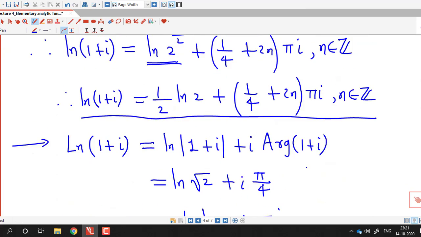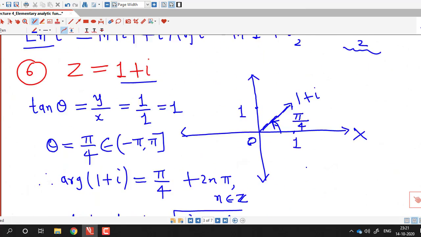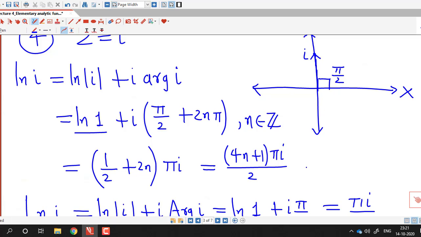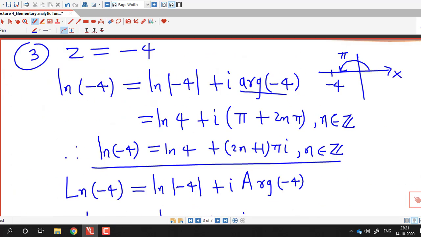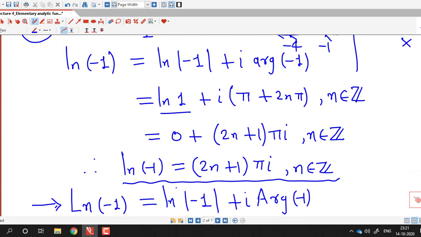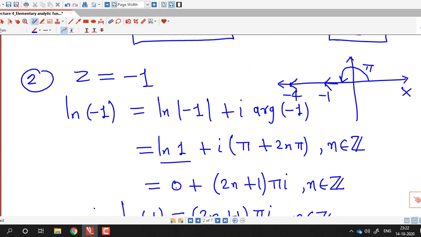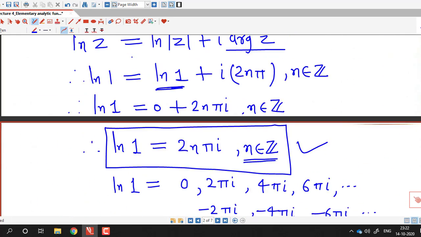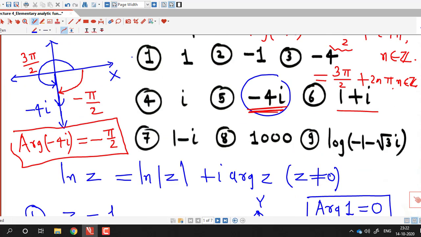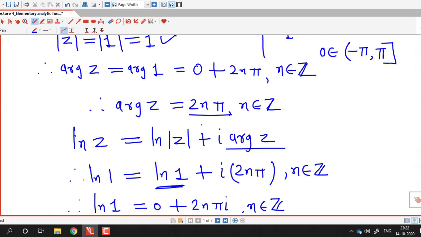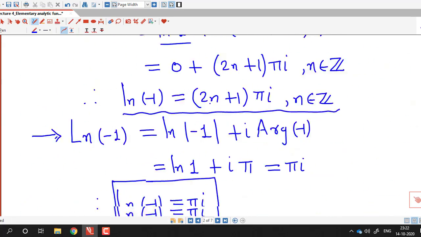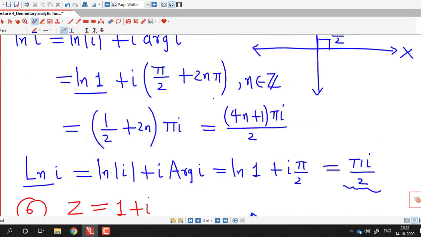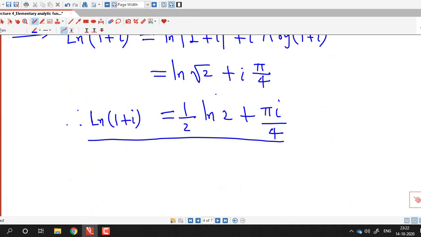So it is easy to find the logarithm of a complex number if we are familiar with the absolute value and argument of a complex number. If you are not familiar with the argument of a complex number, you can watch my lectures on complex numbers. Next one is 1 minus i. So we concentrate on how to find the logarithm of 1 minus i.